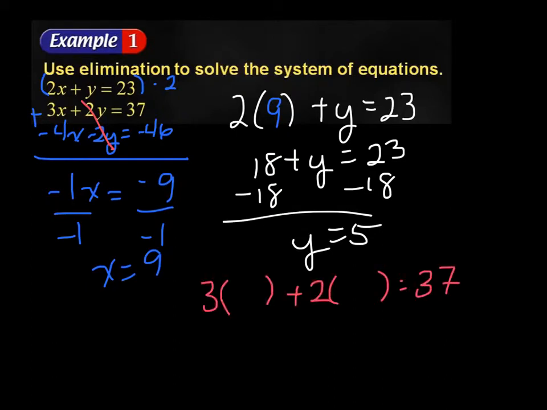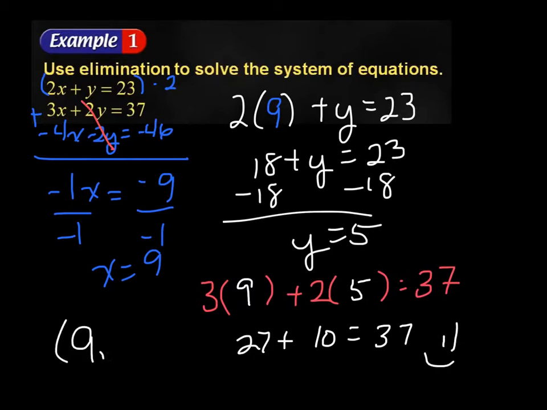Always a good idea to check in both equations, so I'm going to try and make sure it works. So my x, I said, was 9, and my y was 5. So does 27 plus 10 equal 37? Sure enough. So my answer is 9, 5.